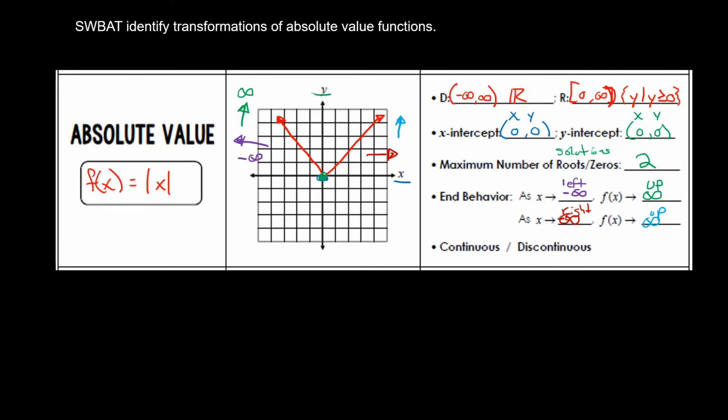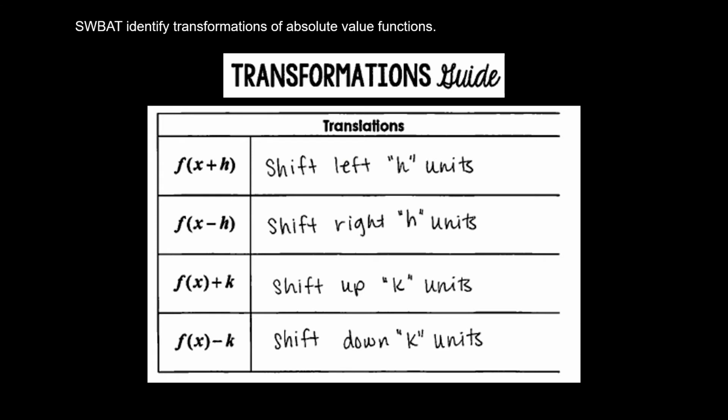And this is going to be a continuous function, as there are no breaks or holes or jumps or anything like that in absolute values. So this is just a real big deep dive into what the parent function of an absolute value function looks like. Okay? So now let's get started with the transformations. With the transformations, we have some rules here.